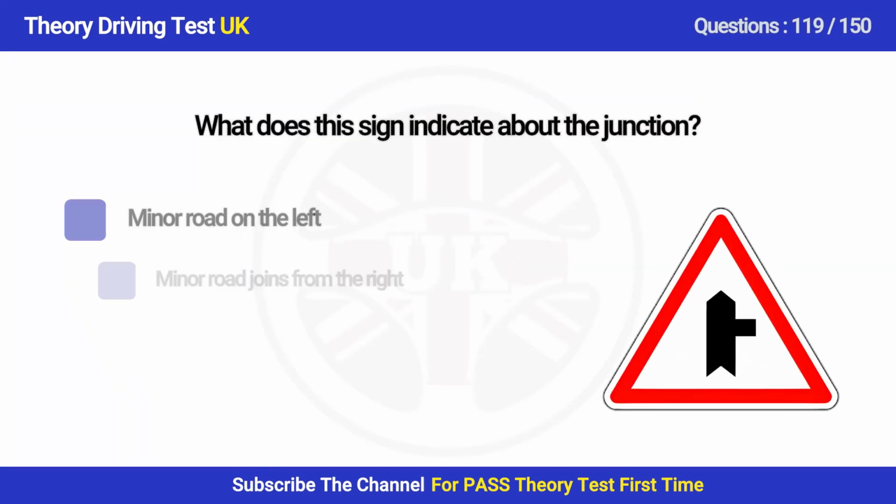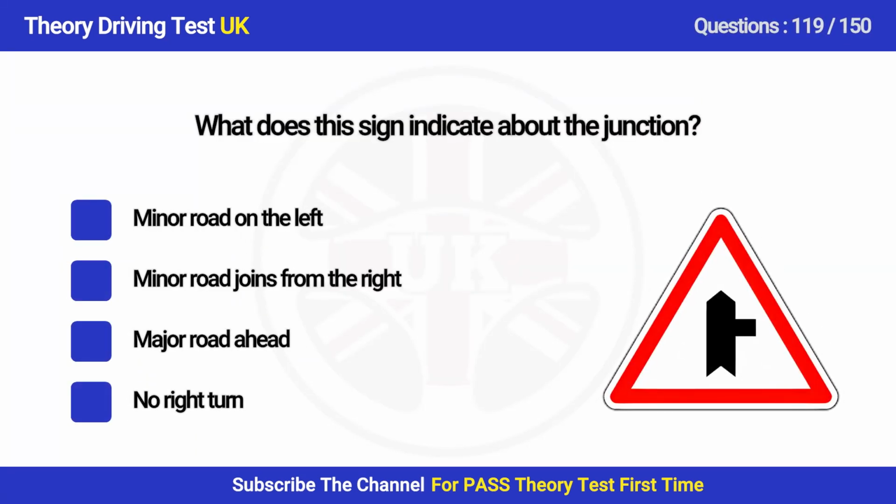Question 119. What does this sign indicate about the junction? A. Minor road on the left. B. Minor road joins from the right. C. Major road ahead. D. No right turn.